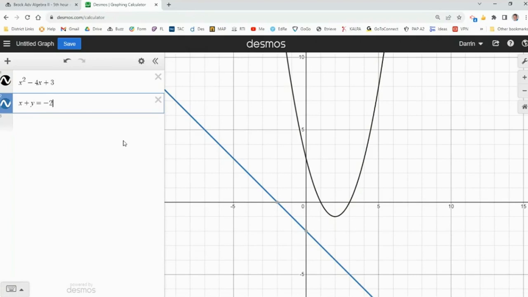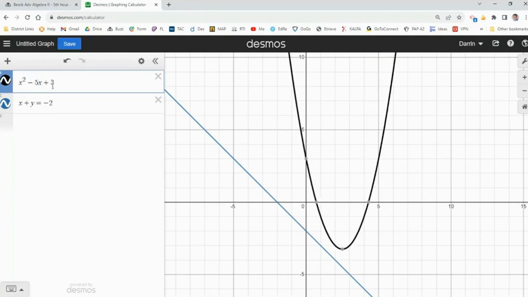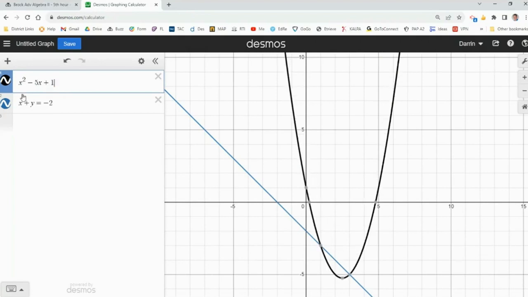Why did not? Oh, I didn't put in the original equation. This was minus x squared minus. That was after I did it. X squared minus 5x. I got to put in the original equation. I checked my factoring, but the original equation is x squared minus 5x plus 1. Let me show you that on there.